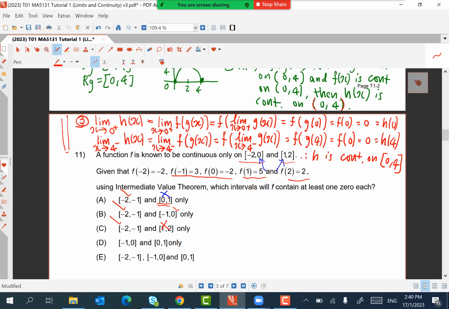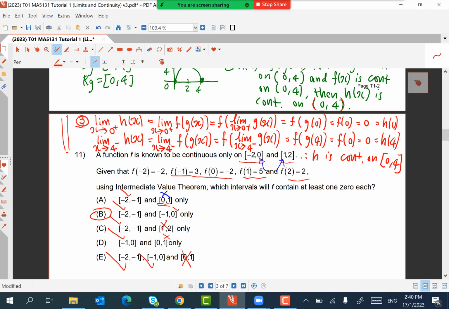Between minus 1 and 0 is true because there's a change of sign. Between 0 and 1, I can't conclude, because I told you there's no continuity between 0 and 1. Between minus 2 and minus 1 again is true. Between minus 1 and 0 is again true. And between 0 and 1, we can't tell. So based on this selection, my answer is B.